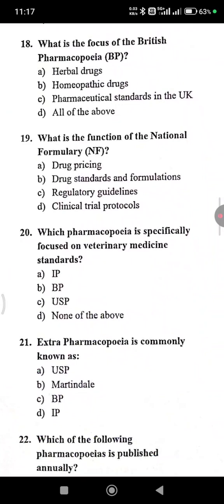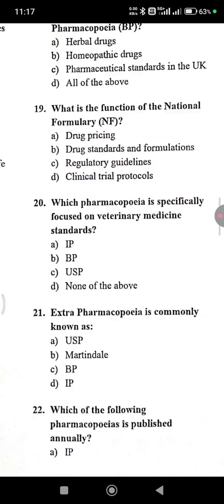Then let's go to question number 20. Which pharmacopoeia is specifically focused on veterinary medicine standards? That is option D, none of the above.